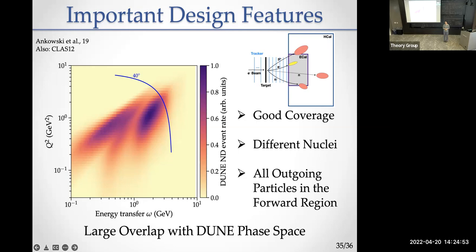Right, and lastly, it's also super important that it measures everything in the forward 40 degrees, including protons and pions, and it even has some sensitivity to neutrons. So the setup is designed for dark matter, but turned out to be quite ideal for cross-section measurements.